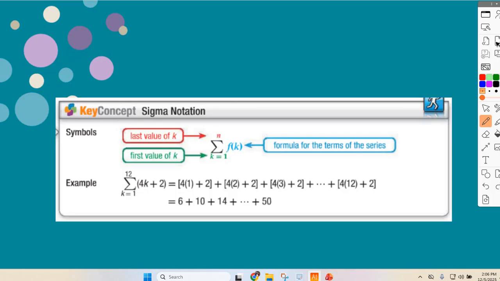them. So the bottom number, which is what k is, is what we plug in first. The top number is the last number that we plug into. And the equation on the right is what we plug in to. So like on the example, I'm going from k equals 1 to 12, and our formula is 4k plus 2. So I plug in 1 first, then 2, then 3, and then we go all the way up until we're plugging in 12. And we're adding all of those numbers together.